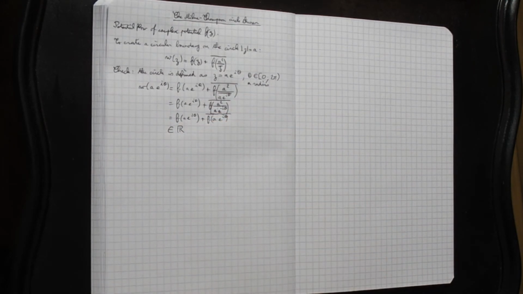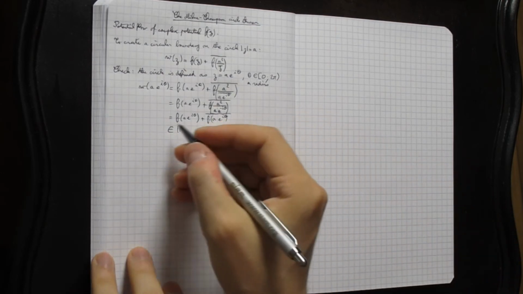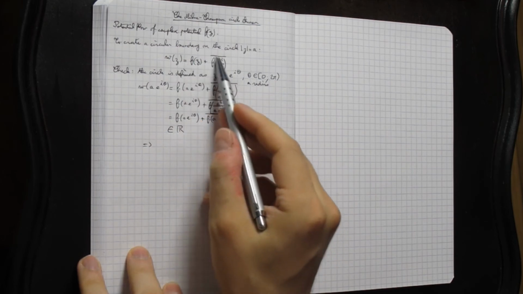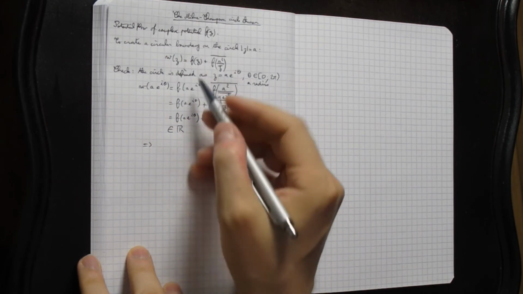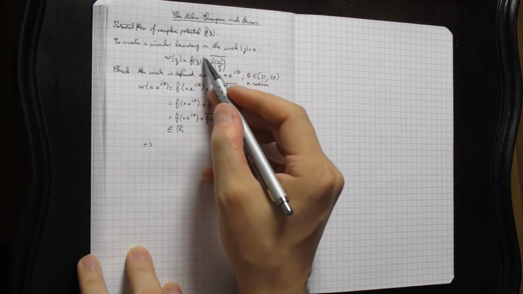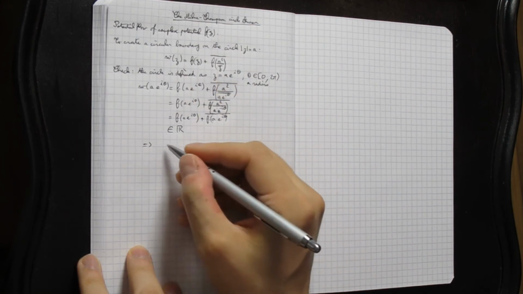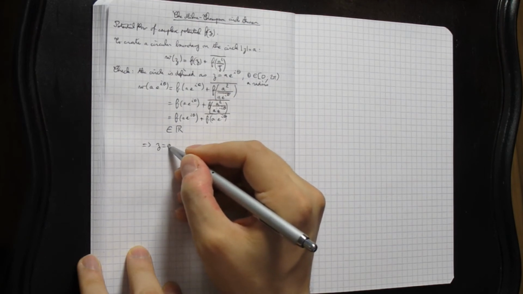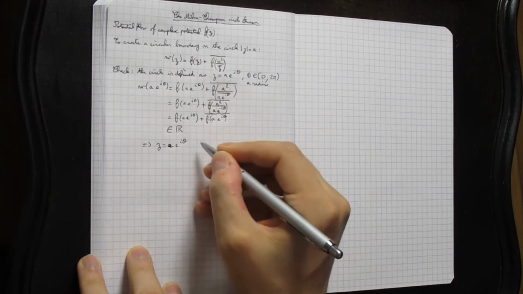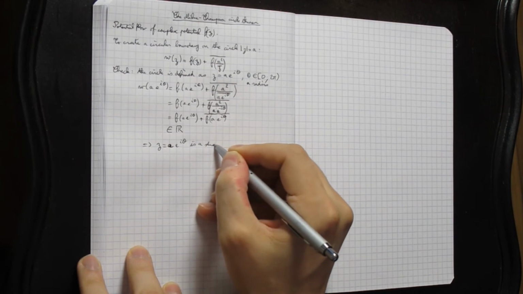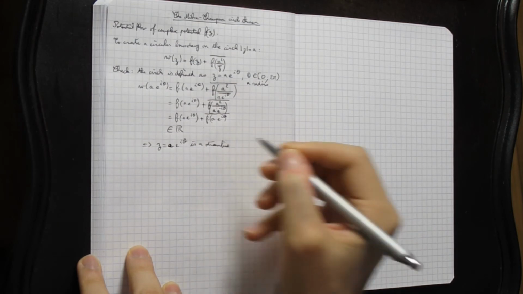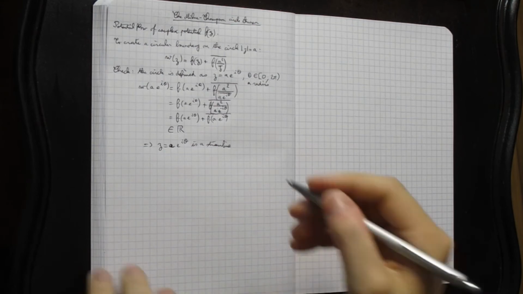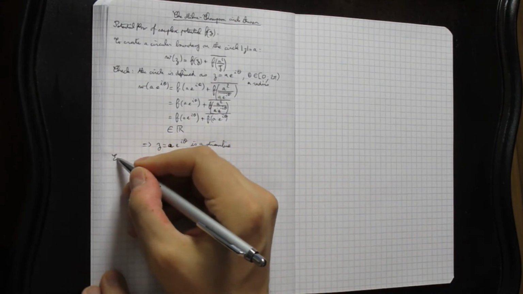So what we've demonstrated here is that by applying this formula, for any complex potential f of z, we've imposed that z equals a times e to the i theta is a streamline. And therefore we've just verified this theorem. So for instance, we can just take an example.